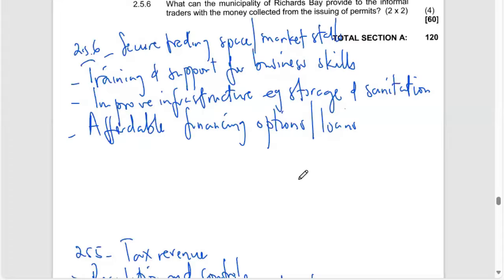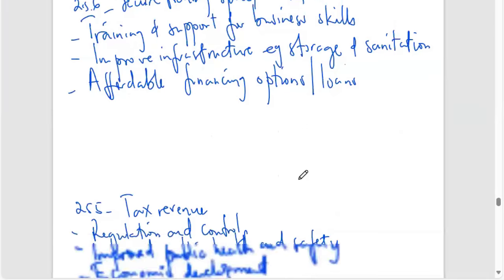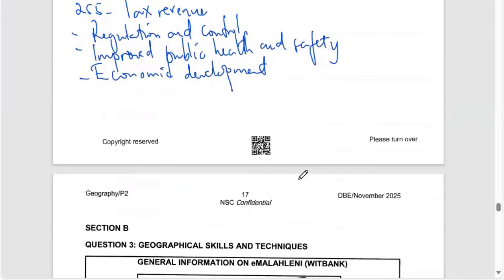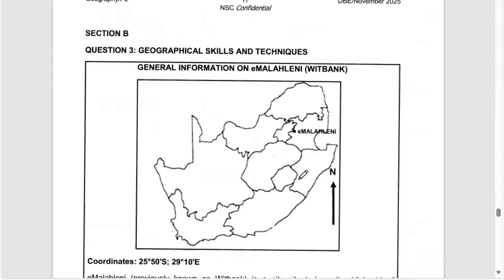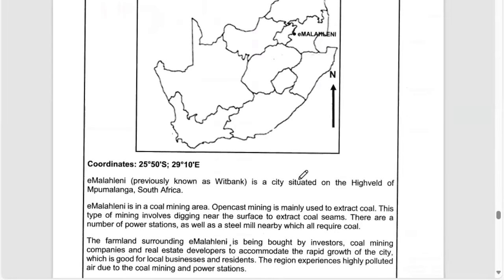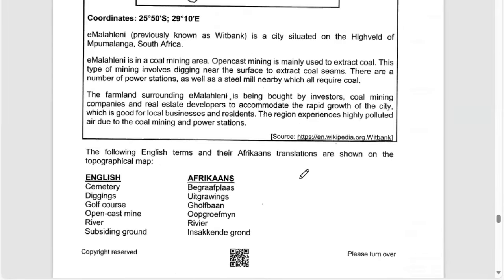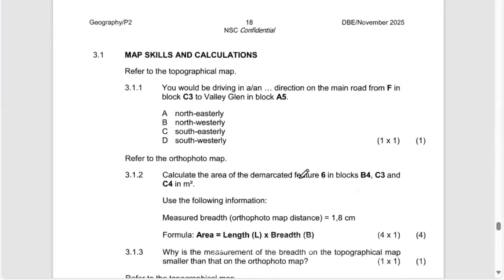Right, that takes us to the end of section A, which is our theory section. We need to move on to our map work. Our map question is based on the map from Mpumalanga, which is Emalahleni Wheat Bank. The map information is provided. We need to go to the questions.